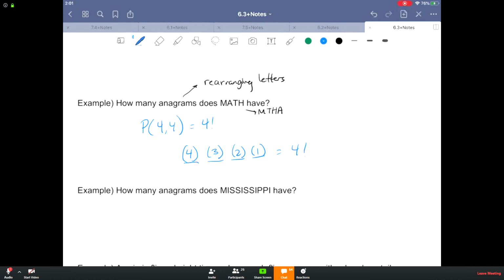Now, what about the word Mississippi? No, just the 4-letter ones. We're not doing anything like a 1-letter one. It's just rearranging those 4 letters.